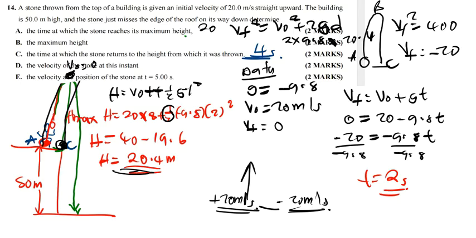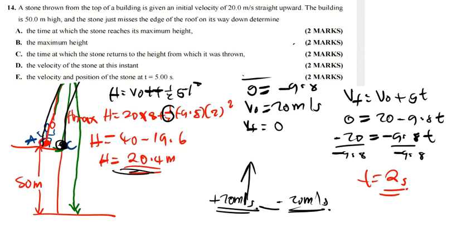Yes. Then the last question is asking for the velocity and the position of the stone when t was equal to 5 seconds. So when t was equal to 5 seconds, what was the velocity? Okay? It's the same thing. We don't have to struggle here. To find the velocity when t is given, you use the same formula. V final is equal to V initial plus gt.